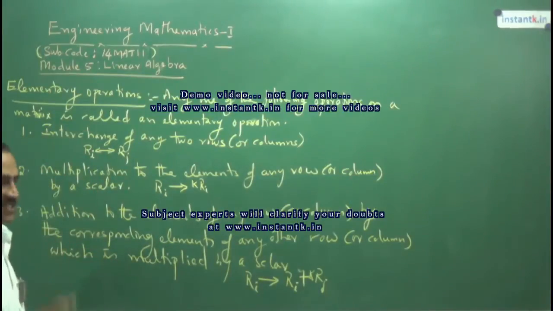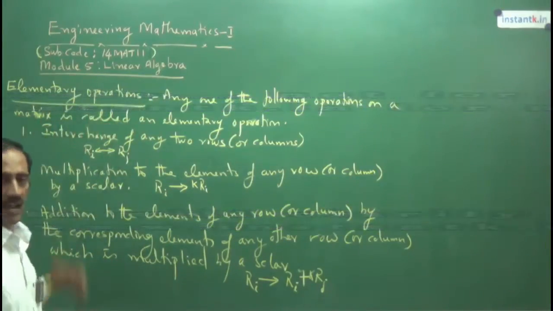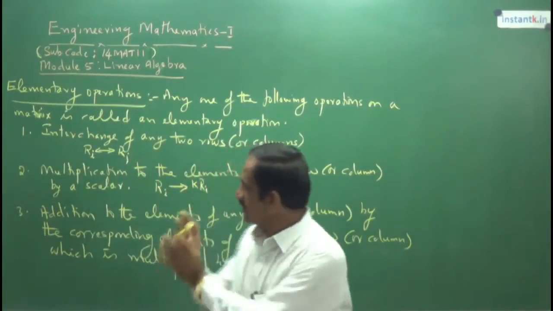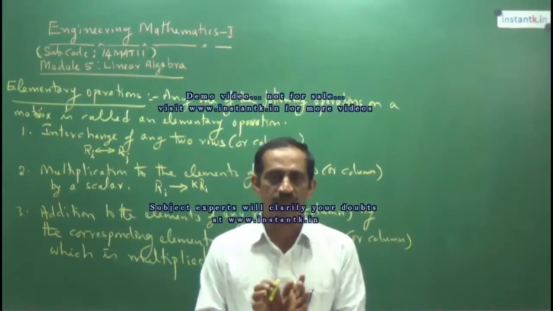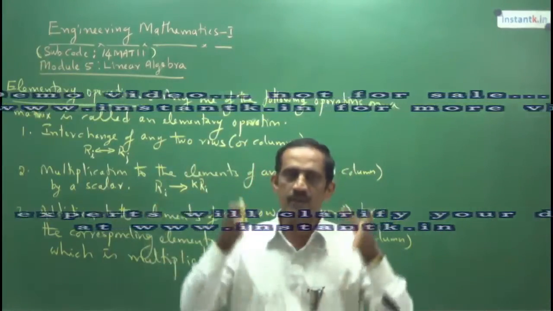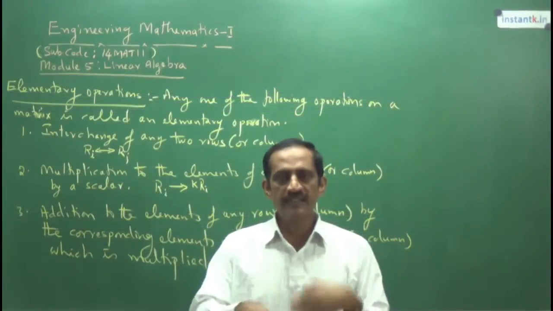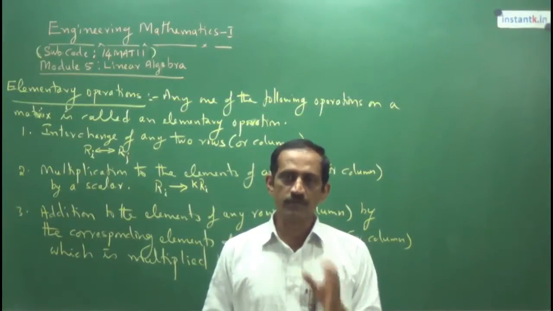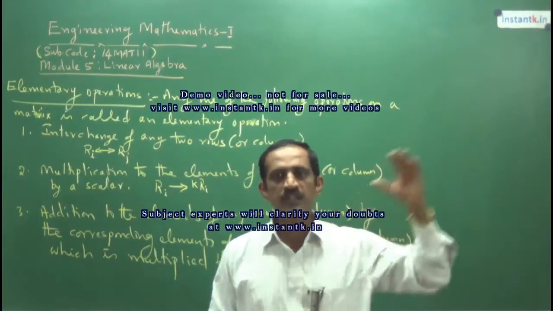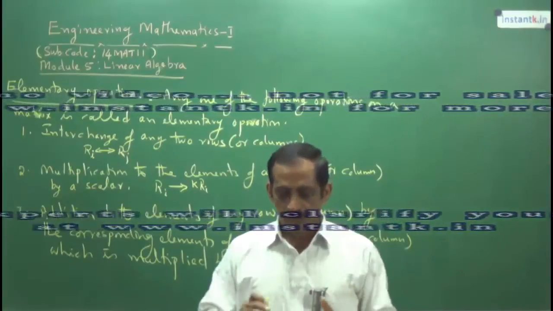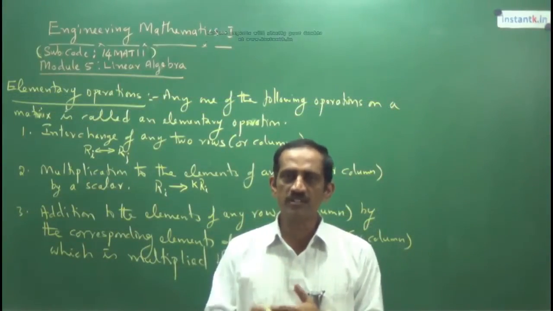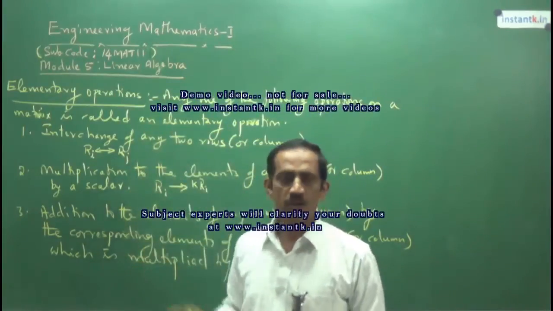These 3 operations are called elementary transformations or elementary operations on a matrix. Only these 3 operations you have to perform. Suppose any one of the operations is applied on a given matrix, we get a new matrix. That new matrix obtained is called an equivalent matrix, equivalent to the given first matrix. So what is the change? Only any one row or column is changed, by applying any one of the operations.